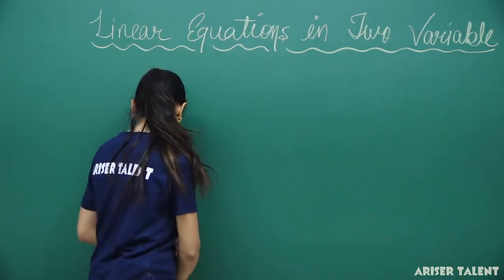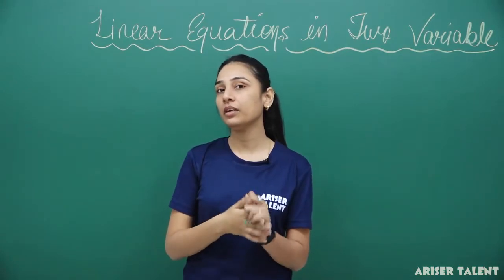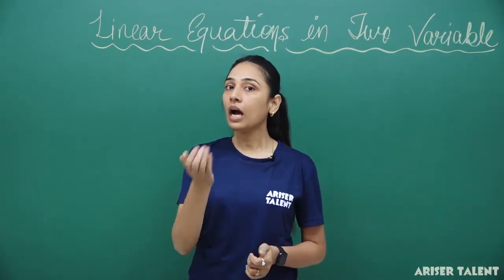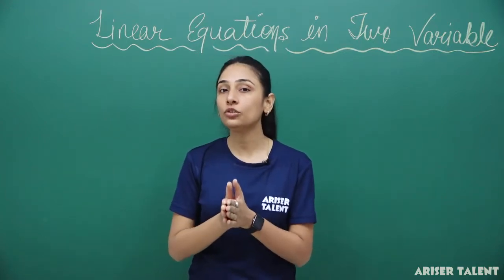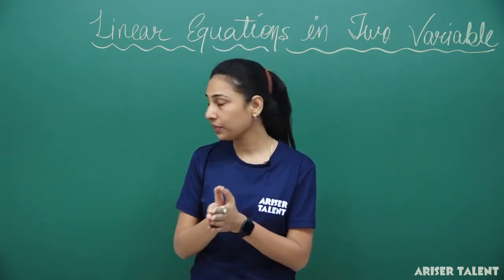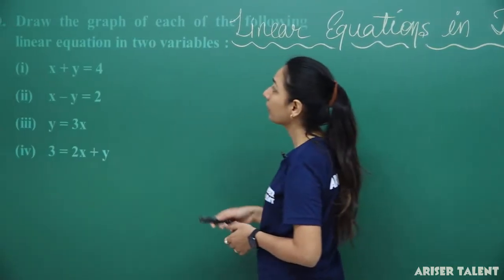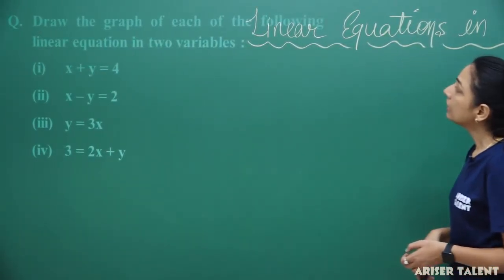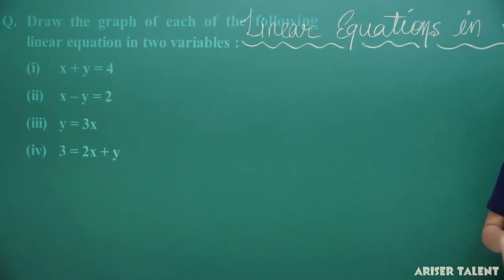Jokes apart, we were discussing some good questions and we have done some questions on that. After that, we are moving towards the graph section. Now we need to draw graphs. Okay, so the question is here: draw the graph of each of the following linear equations in two variables, and these equations are given.